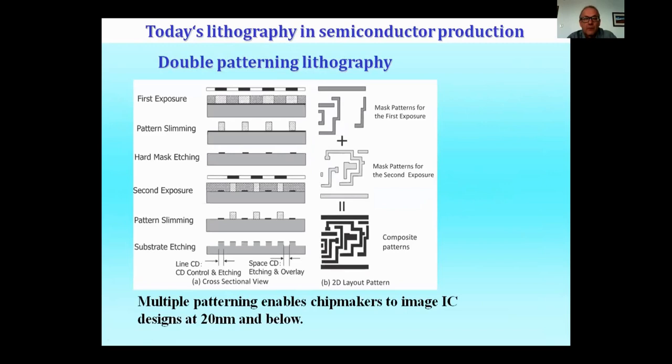The second lithography in production is double patterning. That means that if we have dense patterns, then we produce them in two steps. In the first exposure, patterns are created which are not so dense, and in the second exposure, additional patterns are added, so as a result we get very dense patterns. And in production, it's expected that this technology enables less than 20 nanometer structures.